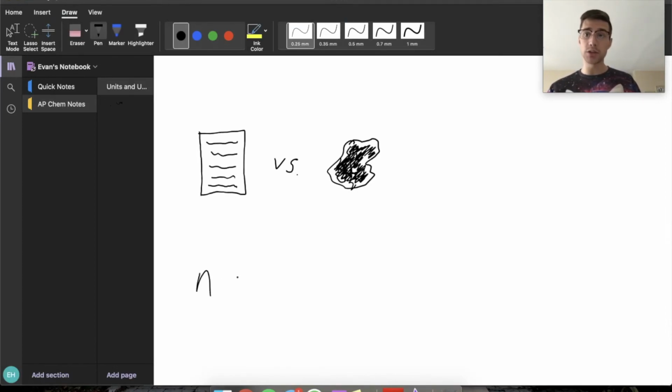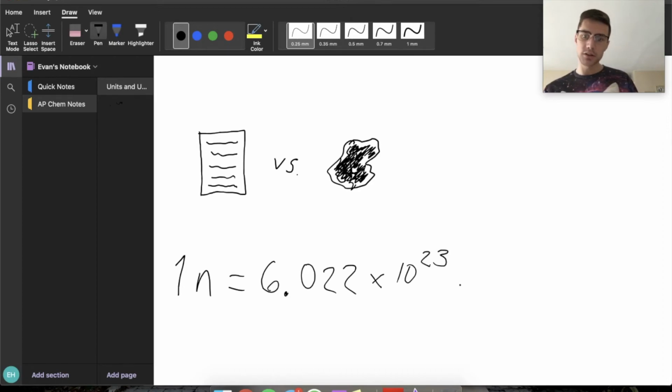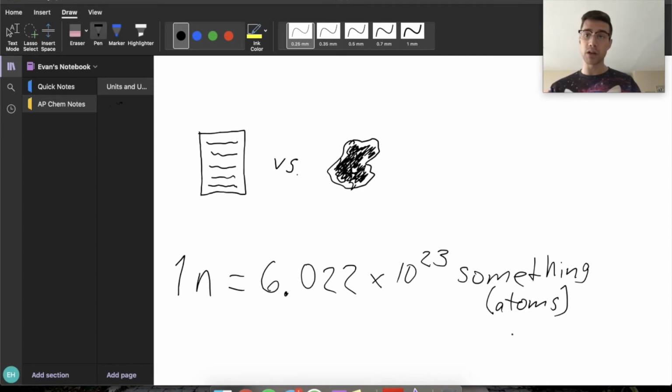So N is the variable we use to represent moles, but 1 mole is equal to 6.022 times 10 to the 23rd something. Okay, now this something could be atoms. If you're talking about individual atoms like neon gas or helium gas, right? Those don't form compounds because they're noble gases. So we're really only going to be measuring them off of individual atoms. Could be ions, if you're talking about individual ions, or it could be molecules.